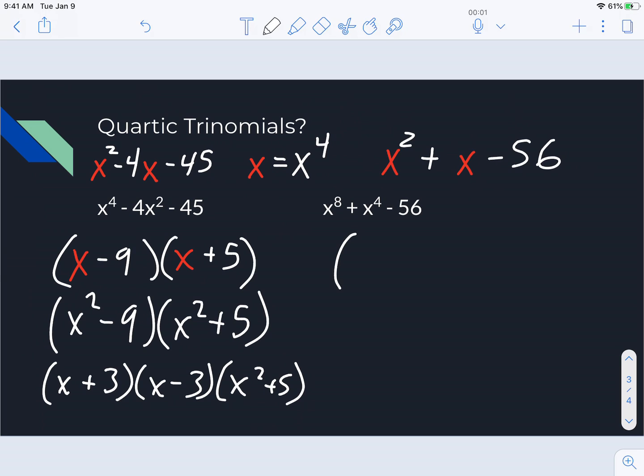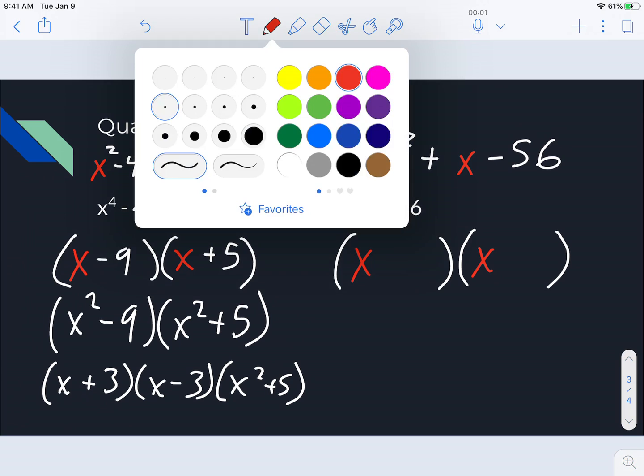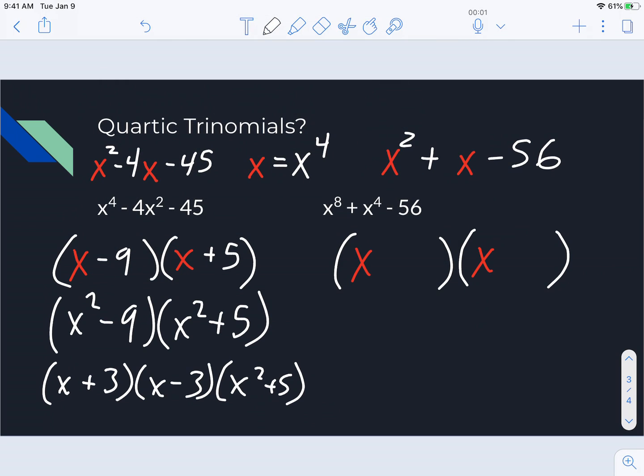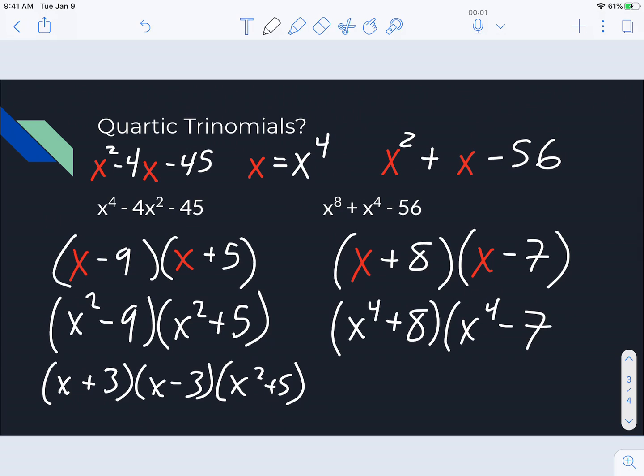All right, so factoring this, two numbers that would multiply to a negative 56 but add to a positive 1 are going to be plus 8 and minus 7. And now I can just replace those red x's with x to the fourths. If you make it to calculus, you will do something very similar to this, but it will be u substitution is what it's called. Instead of a red x, it's a u, but same idea.